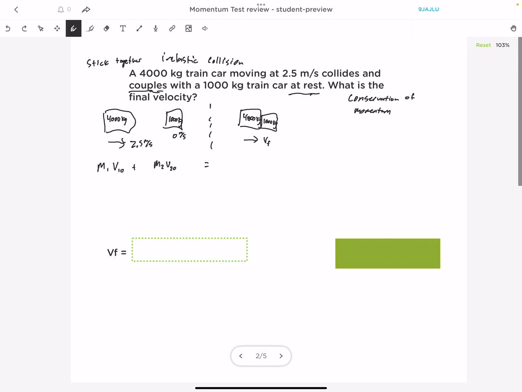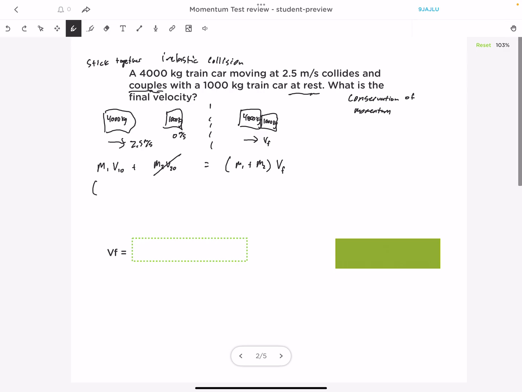The conservation of momentum tells us it has to be conserved if there's no net external force. So I know this has to equal the final momentum, but the way I'm going to express that is that I add both masses together and multiply them by the same final velocity. It acts like a large train car system of 5,000 kilograms moving together. So at this point, you're going to want to just plug in the values.